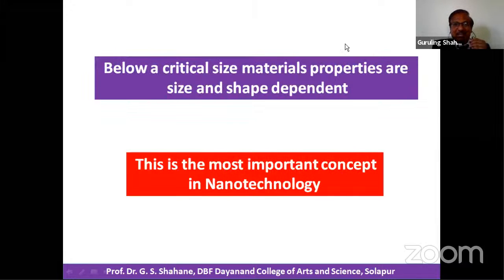So, an important point about this nanomaterial: below a critical size, material properties are size and shape dependent. Very, very important. So just by changing the size or the shape of that material, we can change the properties as per our requirement. So this is the most important concept in nanotechnology.